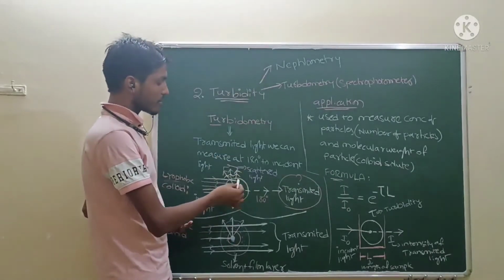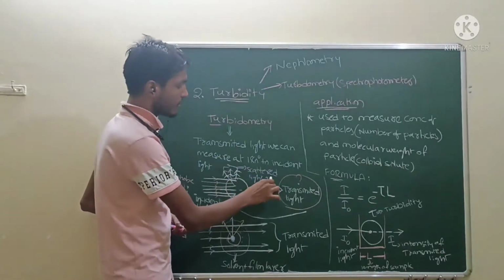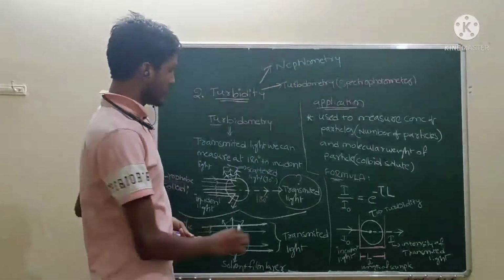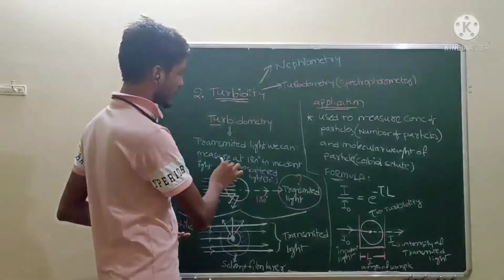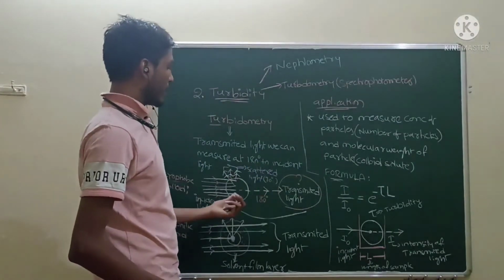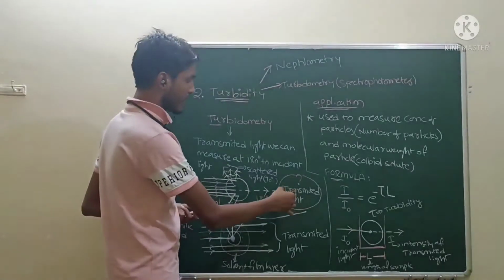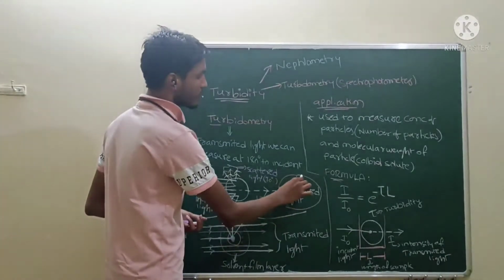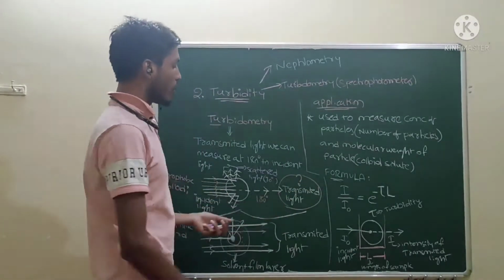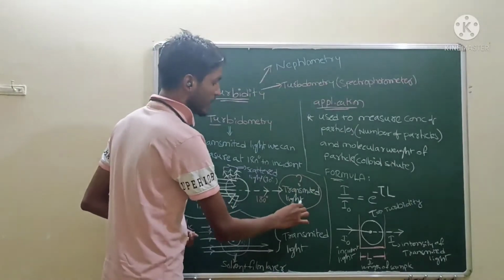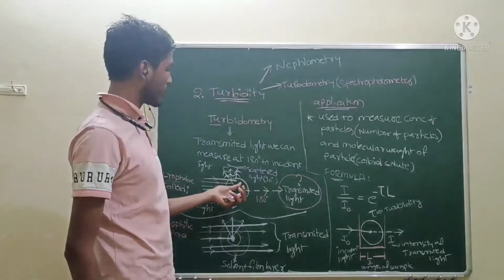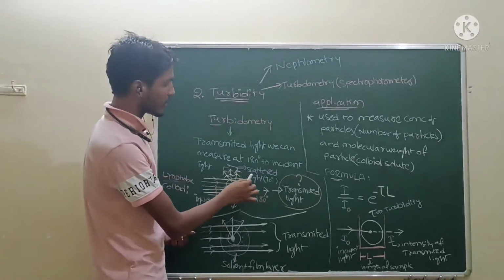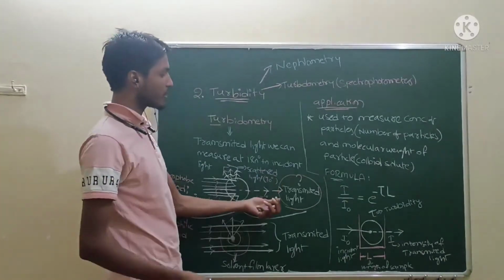Majorly we can observe the scattered light at 90 degrees, and the transmitted light by the particle we can measure at 180 degrees. So how much transmitted light is produced by this lyophobic particle? A lyophobic particle exhibits more scattered light compared to the transmitted light.